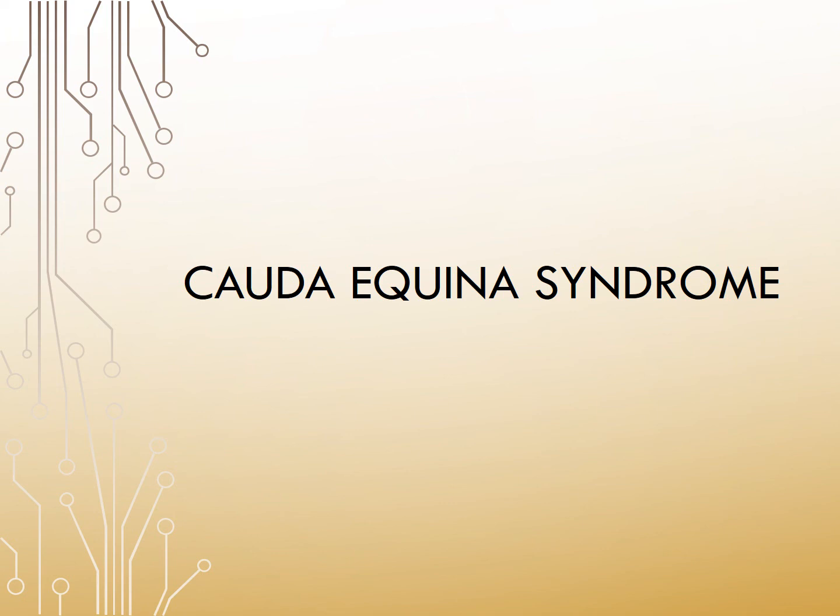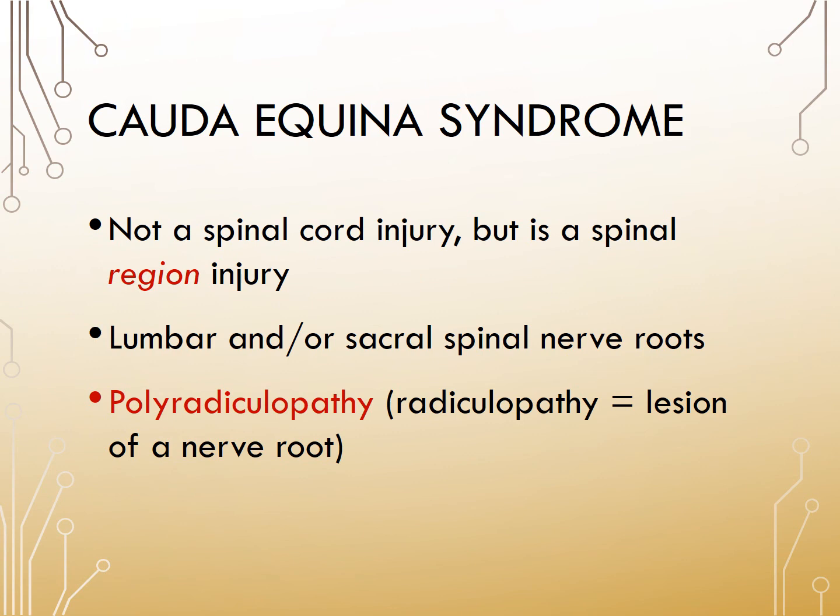And finally, although it is not actually a spinal cord injury, I would like to talk about cauda equina syndrome. Cauda equina syndrome is not a spinal cord injury. You will recall that the cauda equina is made up of all those dorsal and ventral roots that are coming down from the lower segments of the spinal cord after it has ended in order to get to the vertebral levels they need to exit the vertebral column. It is, however, a spinal region injury because all of these dorsal and ventral roots are housed within the spinal canal.